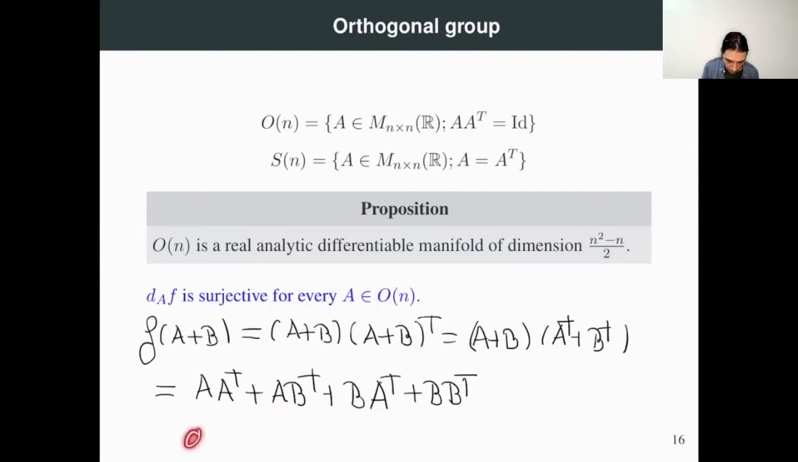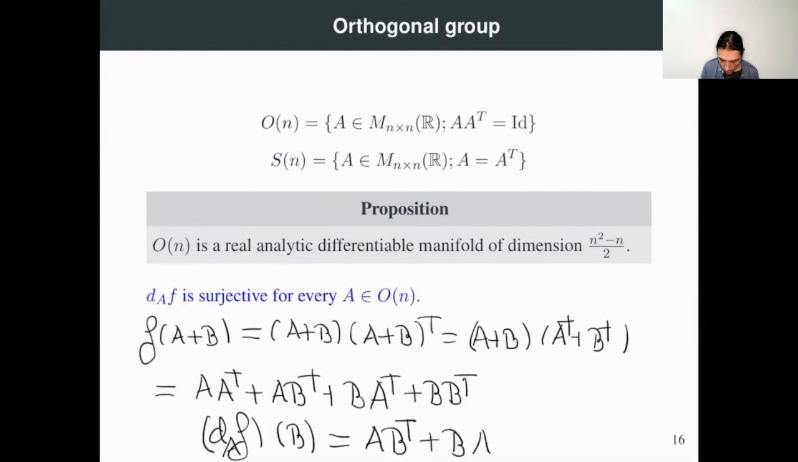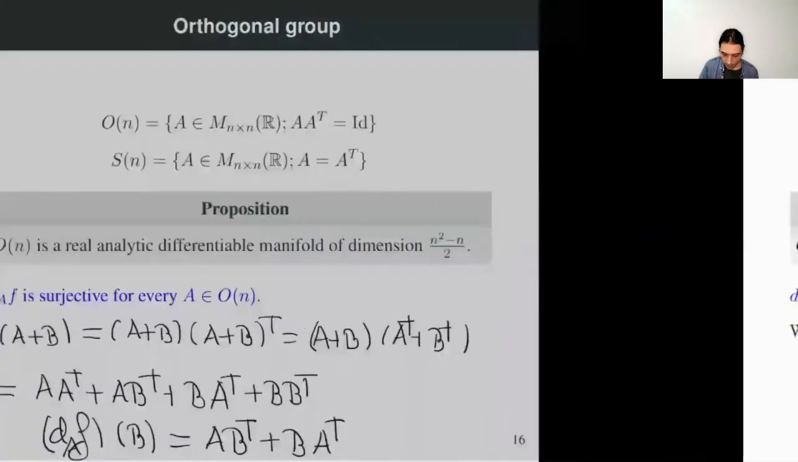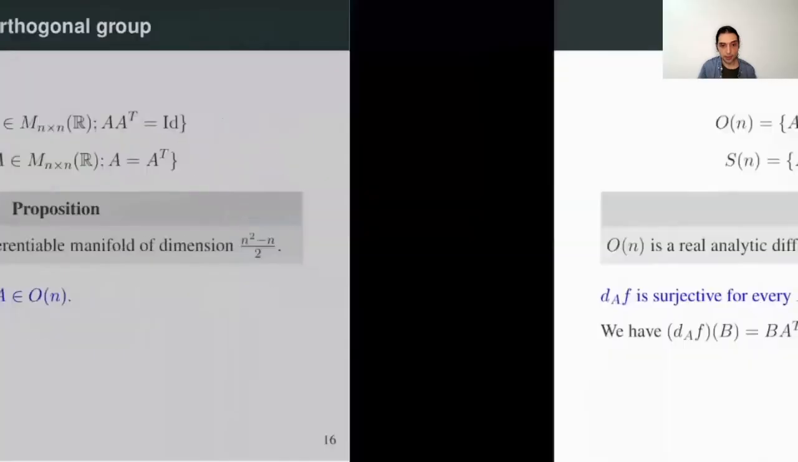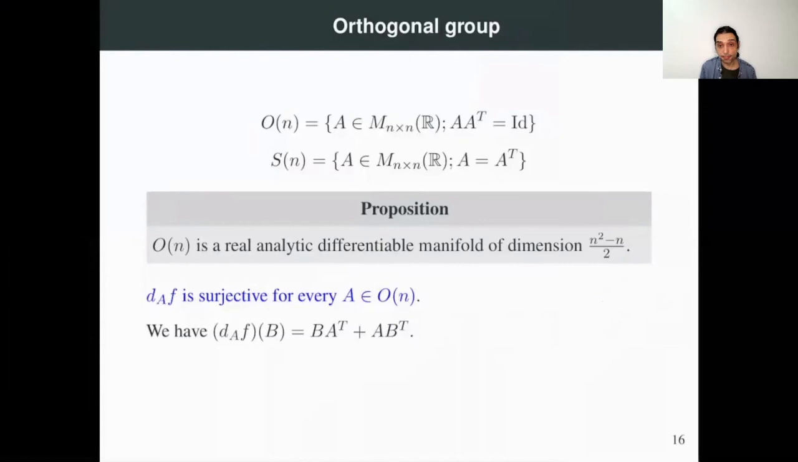Okay? What we are going to have is that this differential is going to be A times the transpose of B plus B times the transpose of A. Okay? That's what we just said. And we have to check that this map is surjective.